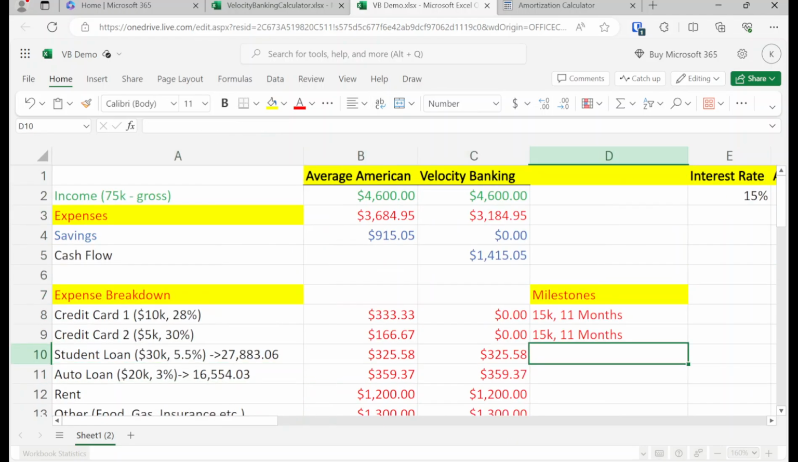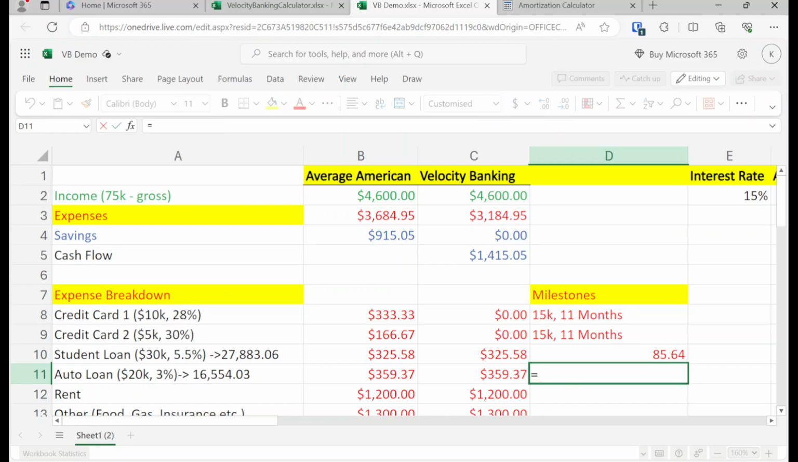So I'm going to calculate this right here and then just erase it right after. But what you do is you basically just take the statement balance, 27,883.06, and then you divide it by 325.58, right? So that'll give you a number, 85.64, and this one is 16,554.03 divided by 359.37, right? And basically, what this means here is, ignore the dollar sign, because it's probably just the formatting.